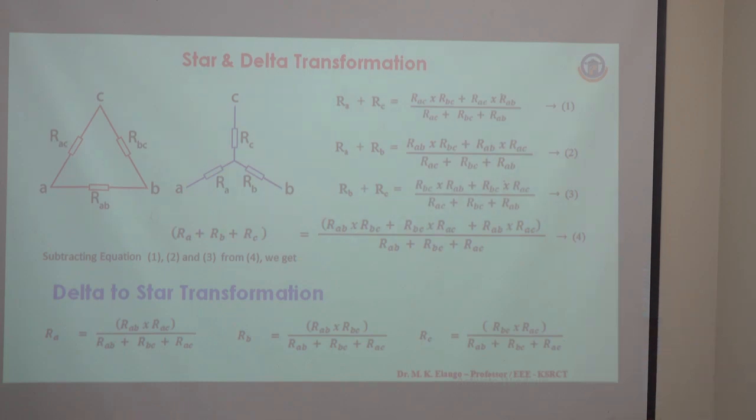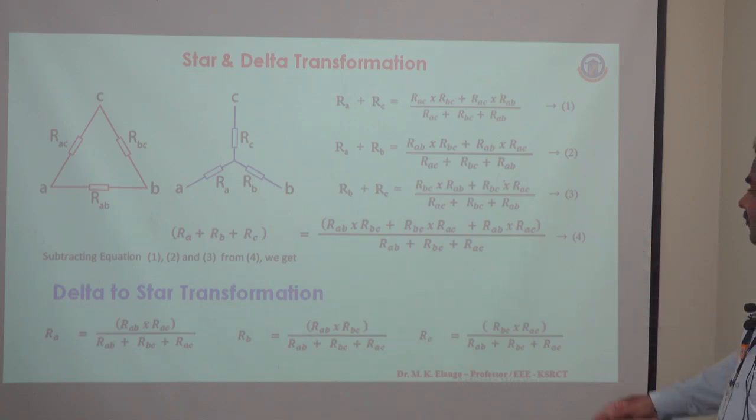So we have three equations representing RA, RB, RC. RA is equal to RAB into RAC by the denominator RAB plus RBC plus RAC. The same denominator will be obtained for all three equations; only the numerator differs. So this is the equation for delta to star transformation, where RA is the star connected system's resistance.